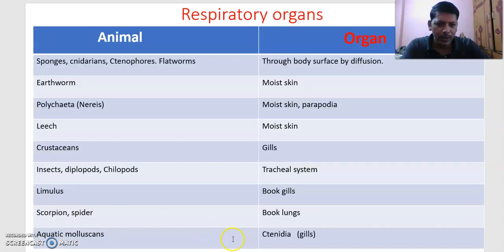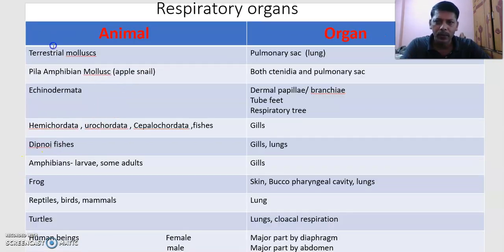The spelling of ctenidia is this one, ctenidia. Ctenidia or gills, the feather-like gills. These are the respiratory organs in some of the animals, up to aquatic molluscans. Okay, let's see some more examples.